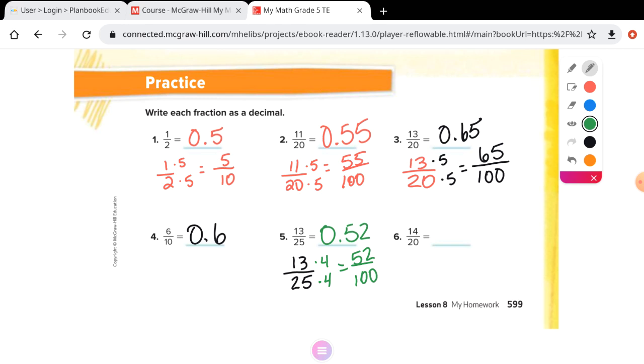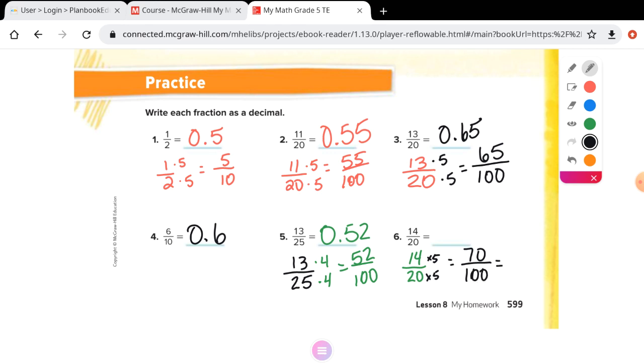Number 6, Wyatt, option 1, option 2, or option 3? Option 2. Okay, why is it an option 2? Because it's not a 10, 100. Okay, it's not a 10, a 100, or 1,000. What did you do here? I multiplied it by 5. Okay, we got 100. And what did you get on top? 70. So he got 70 over 100.